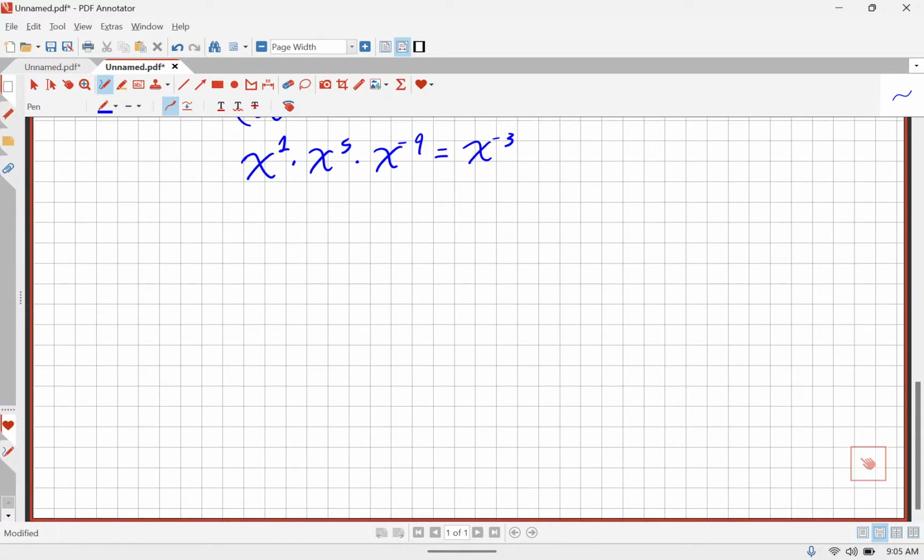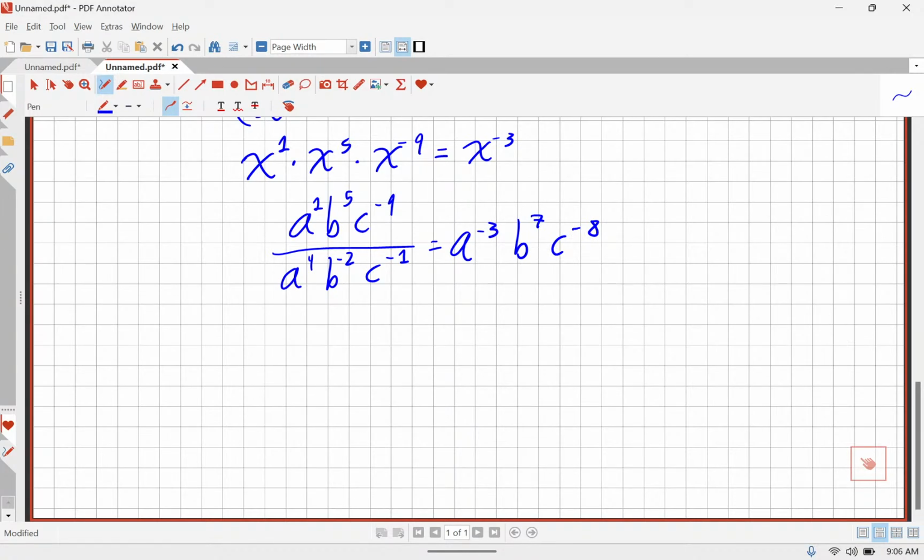Level 2s are just multivariable, so it'd be like a, b to the 5th, c to the negative 9th over a to the 4th, b to the negative 2, c to the negative 1. Where you do 1 minus 4 is negative 3, 5 minus negative 2 is 7, and negative 9 minus negative 1 is negative 8. How many of us feel like we can manage those level 2s? That's all those guys are.